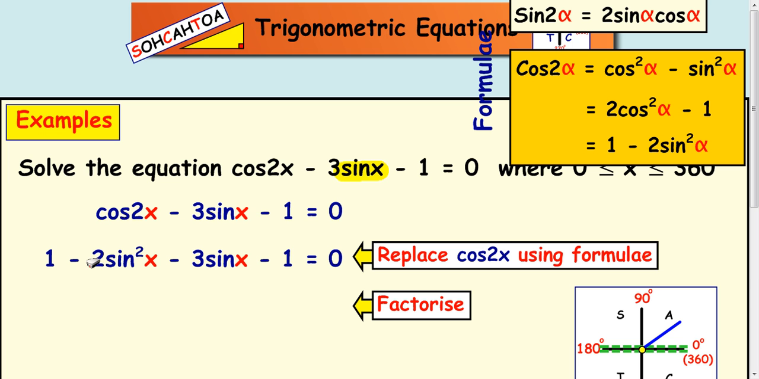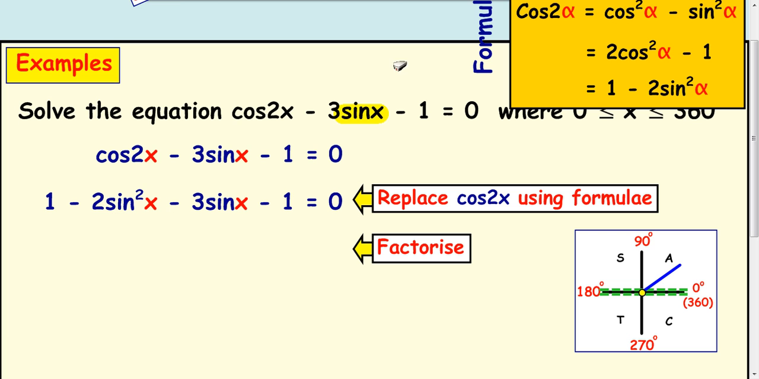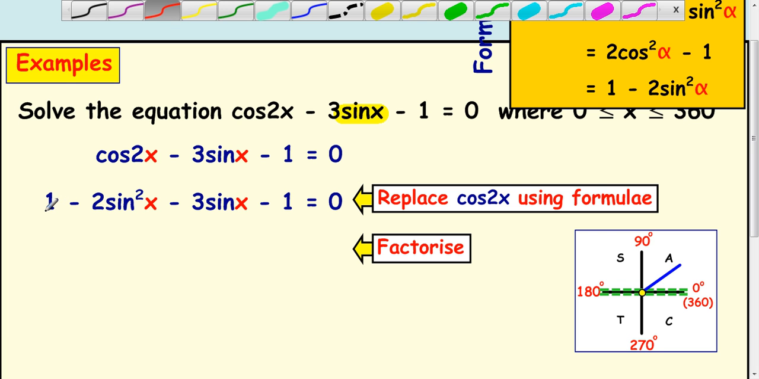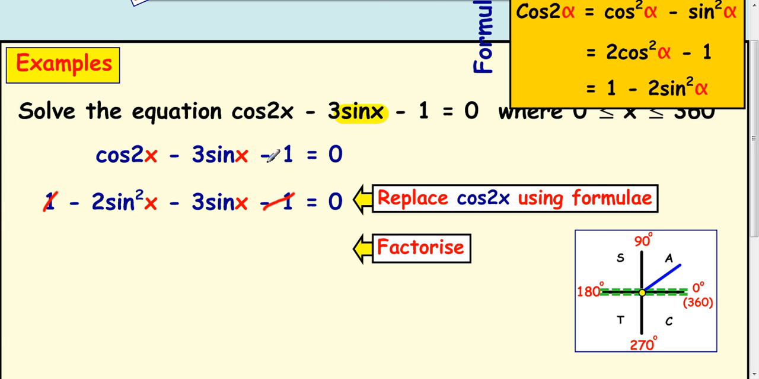The next thing we want to do is we want to simplify this. So we've got a 1 and a takeaway 1 here. So they'll cancel each other out. That will cancel with this. And we're left with negative 2 sine squared x take away 3 sine x equals 0.